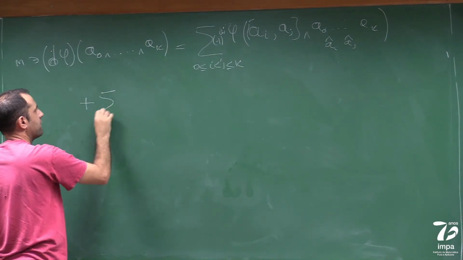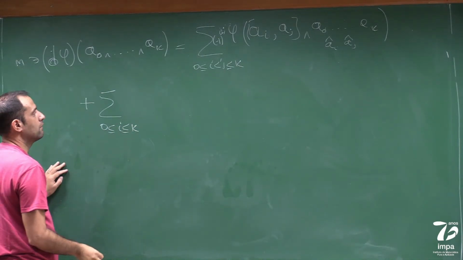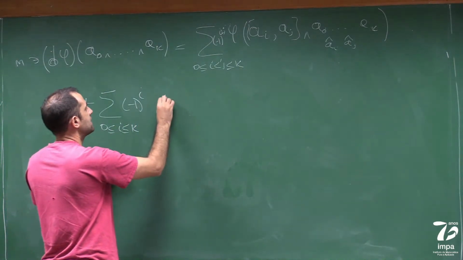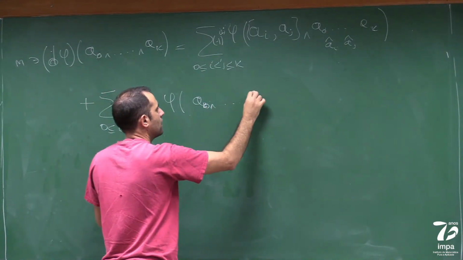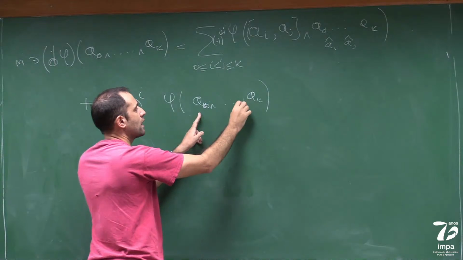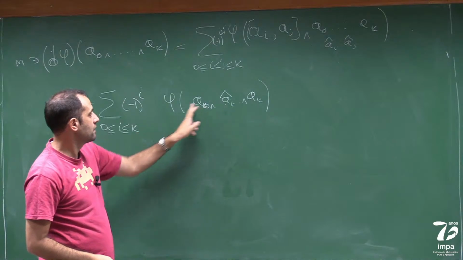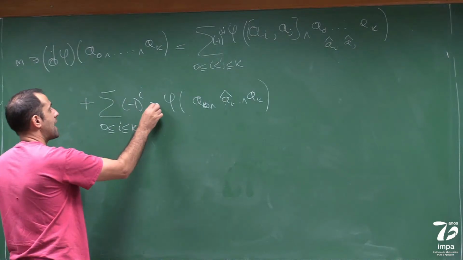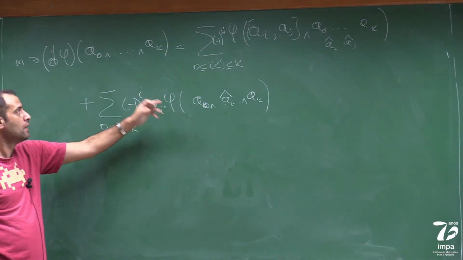And then I have the sum over 0 less or equal than i less or equal than k of the other term that we had, which is (-1)^i. What I can do now is take phi of a_0 wedge ... wedge a_k. So these are k plus 1 elements. I can take a_i out. Now there are k elements here. Phi applies and gives me an element in M. And now to that element, I can act with a_i. So that's an element in M. And a_i acting on that is an element in M. So this is the differential.